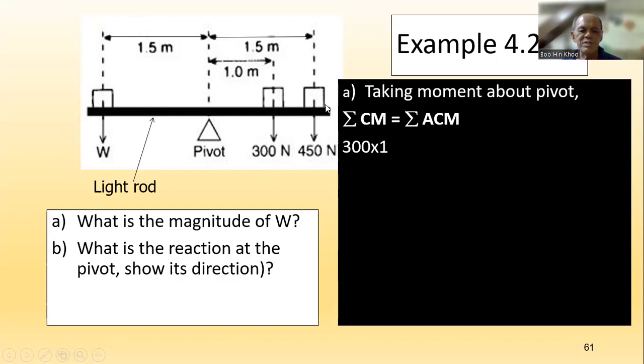300 times 1.0, 450 times 1.5 equals W times 1.5. We can use a calculator and calculate it out.